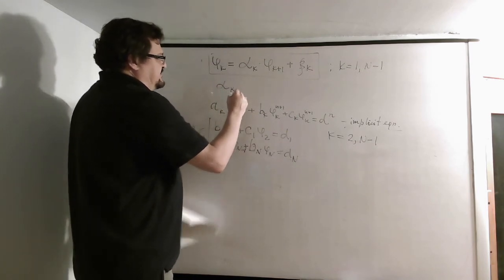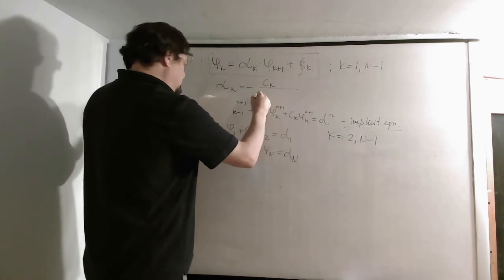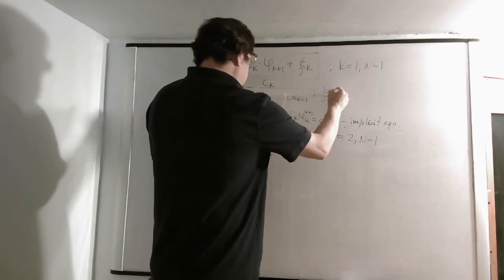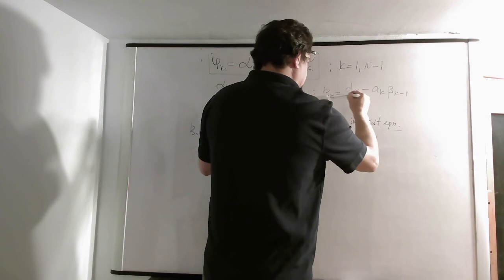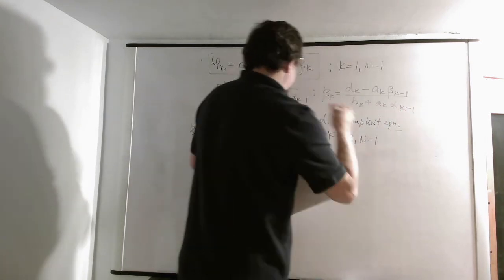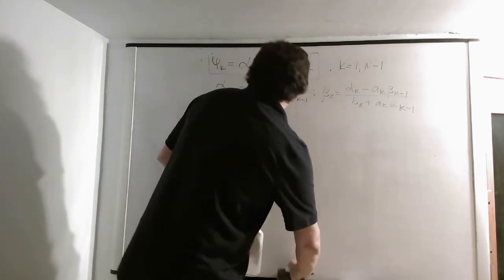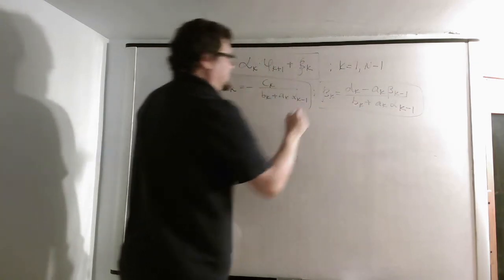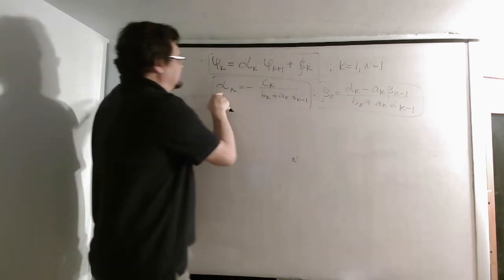You will get that alpha k equals to minus c k divided by b k plus a k alpha k minus 1, and beta k equals to d k minus a k beta k minus 1 divided by the same denominator. So now you see you have this kind of recurrent expression. When you know alpha k minus 1 and you know beta k minus 1, you can immediately compute next alpha k, beta k.